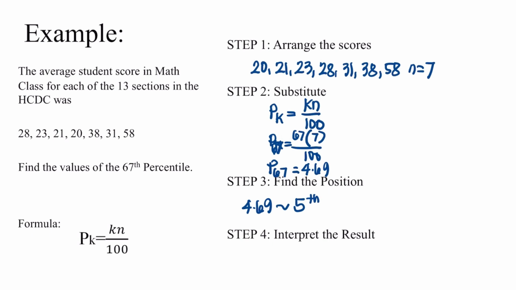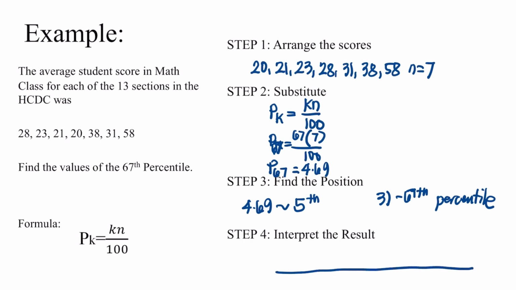In that case, we will count it. 1, 2, 3, 4, 5. 31. Therefore, 31 is the 67th percentile. So in that case, if this is your line and it is the 67th percentile, it's somewhere here. Therefore, you will be able to divide the class into 67%, while the remaining is 33%. So again, lower 67% and upper 33%.